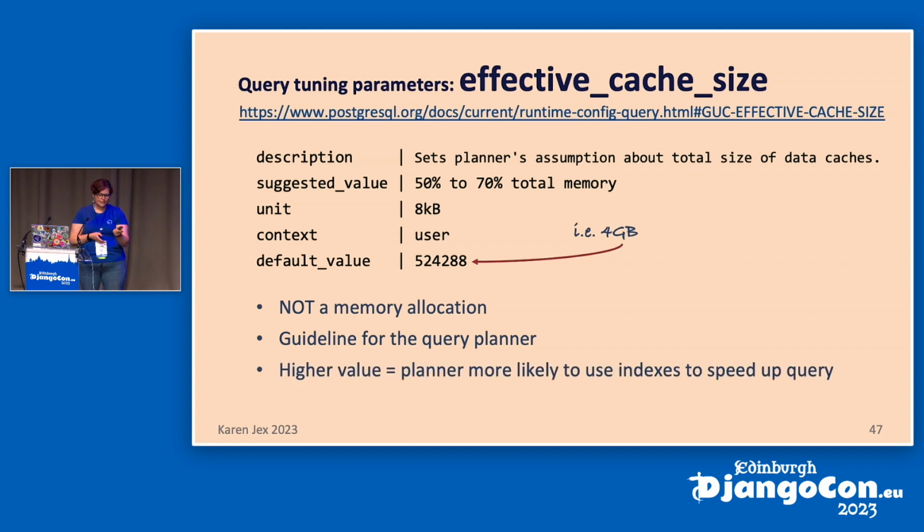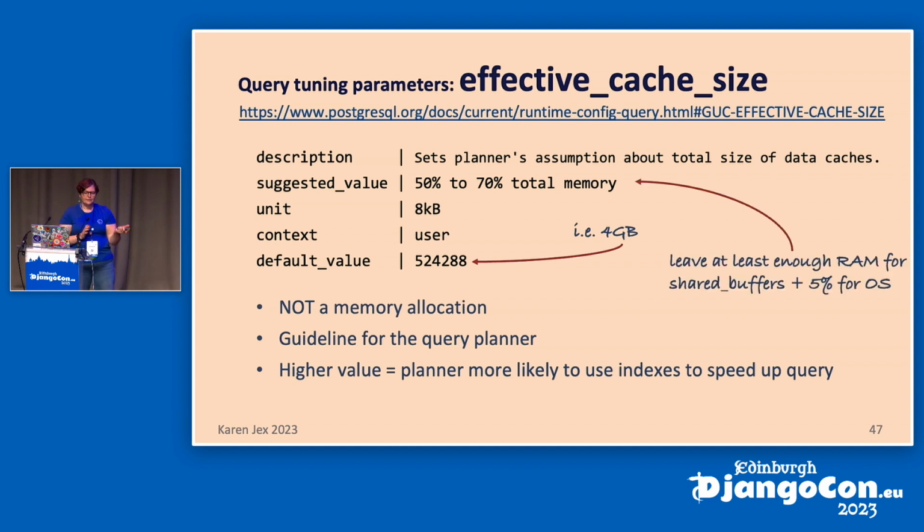So suggested value here is 50 to 70% of your total memory available. You need to leave some space for shared buffers, which you already set earlier, and maybe 5% for your operating system. Obviously, that's going to depend on your system.